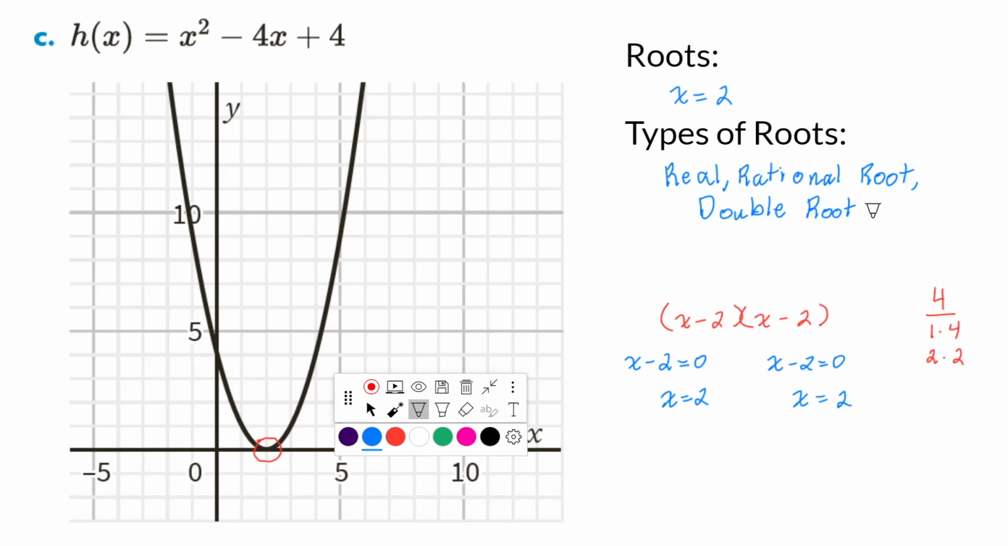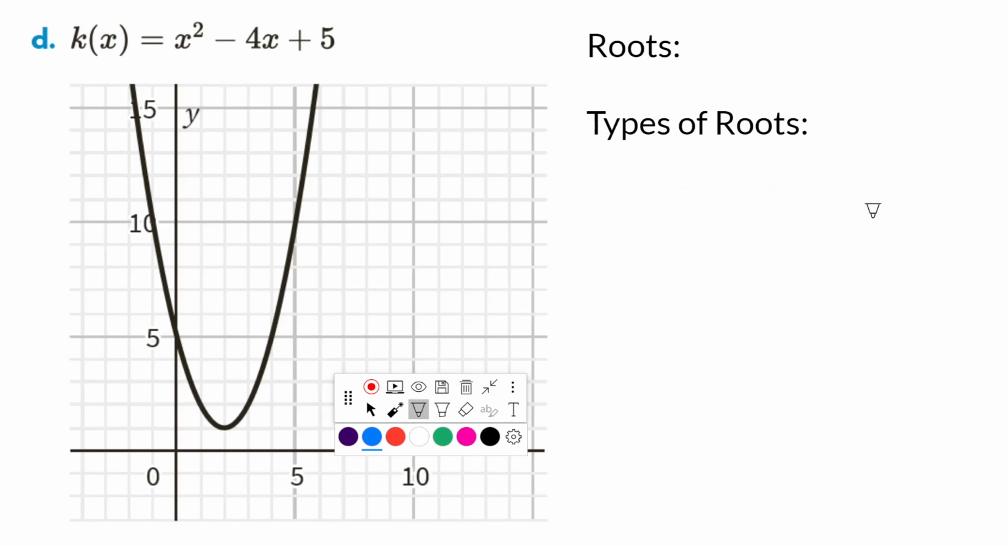And let's take a look at our fourth one. This one doesn't have any x-intercepts. I can check to see if it's going to factor, but I can tell you that because it doesn't intersect the x-axis at an integer point, it's not going to factor. So again, we're going to have to use that quadratic formula. Identify the a, the b, and the c. So let's plug this into the quadratic formula.